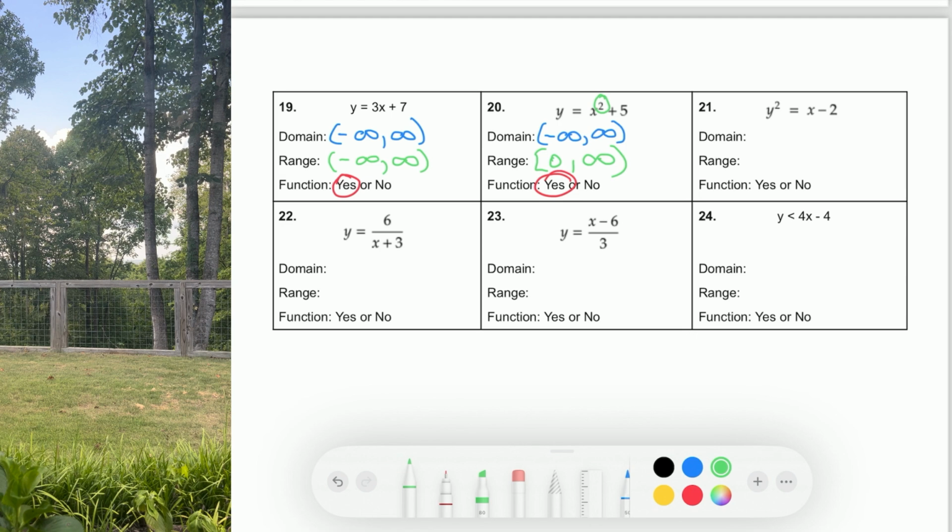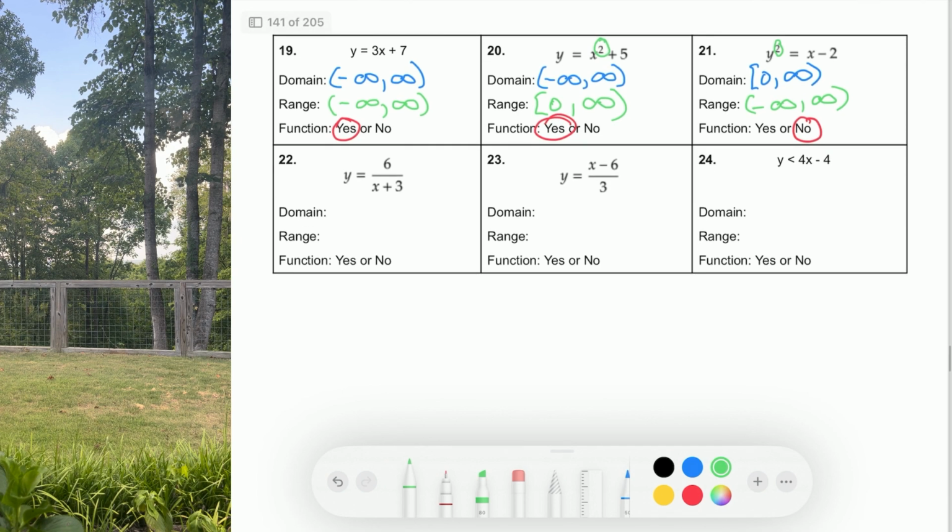Number 21, y squared equals x minus 2. Here we have that y squared. This is the problem. So I know automatically this is not a function. But we still need to figure out our domain. Now, our x will always be a positive number in this situation. So now we're going to use the bracket 0, positive infinity for our domain. And our range will be -infinity to positive infinity. So they're the opposite of each other.